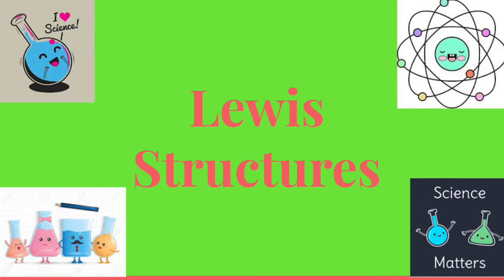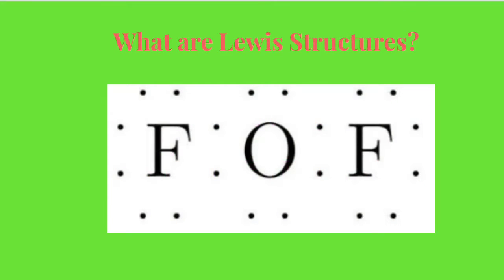So the first thing that we're going to talk about is Lewis structures. Lewis structures show the bonds between atoms in a molecule and the lone pairs of electrons that may exist in a molecule, using dots or lines.